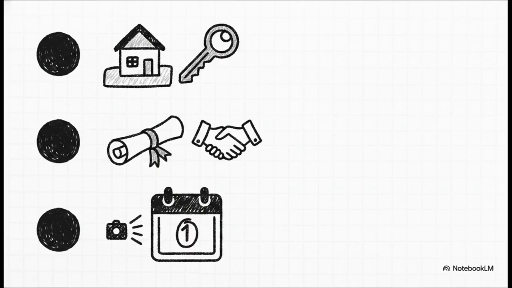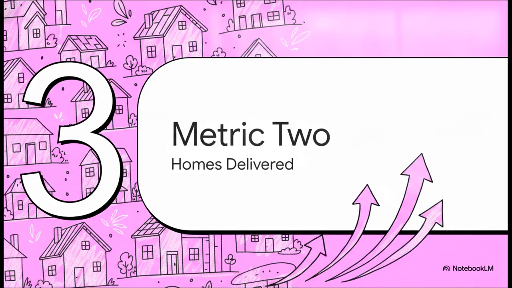And remember, this is absolutely crucial. This isn't some rolling average. It is a precise snapshot in time, calculated on the exact last day of your reporting period. That ensures everybody is providing their inventory count using the exact same temporal constraint. No wiggle room. Next up, Section 3, Metric 2, homes delivered, the output scale.